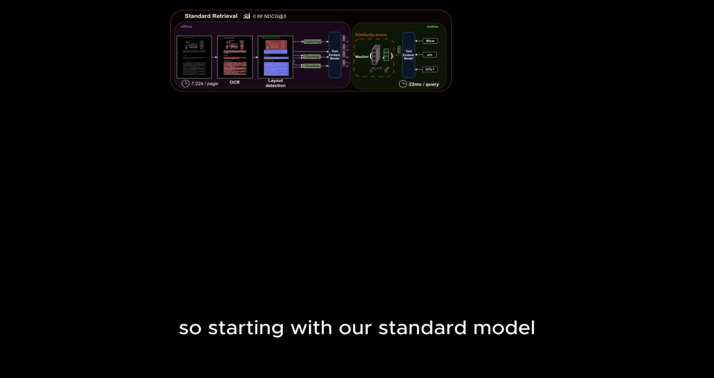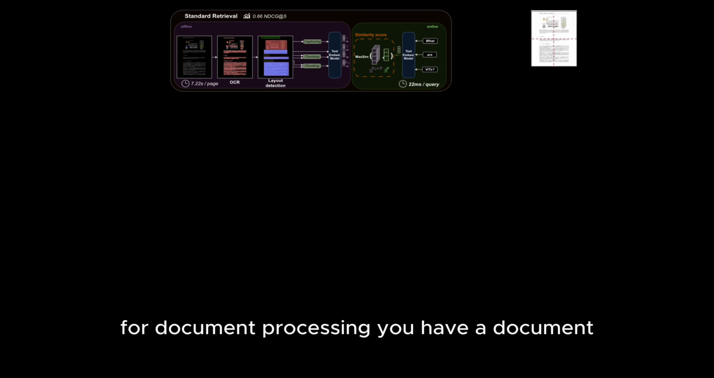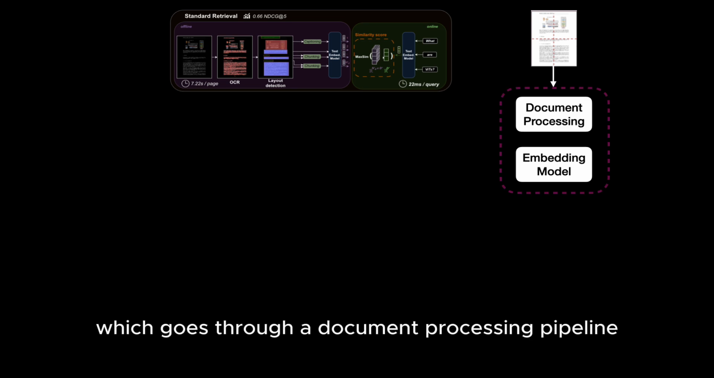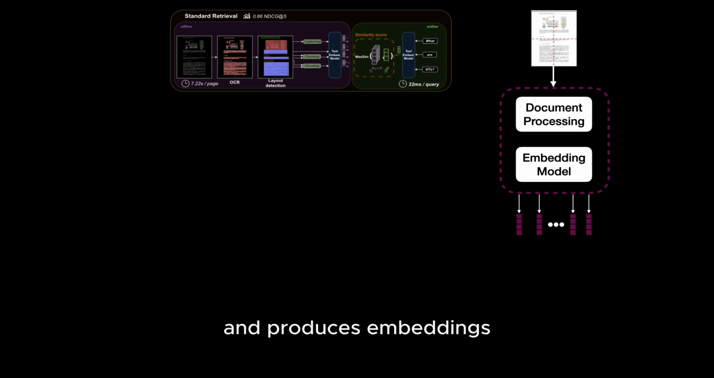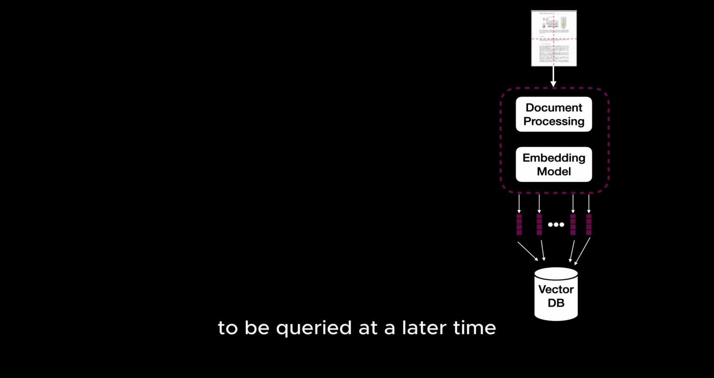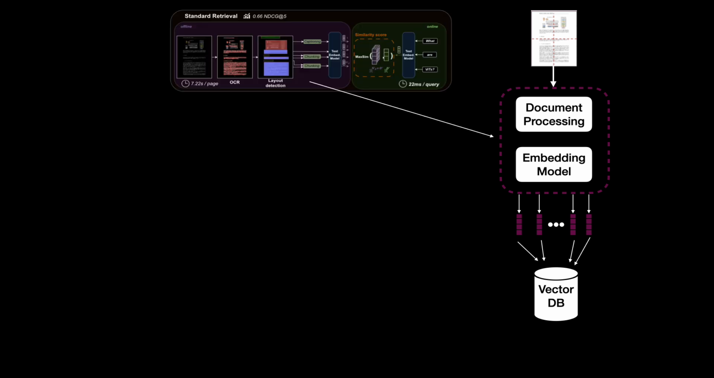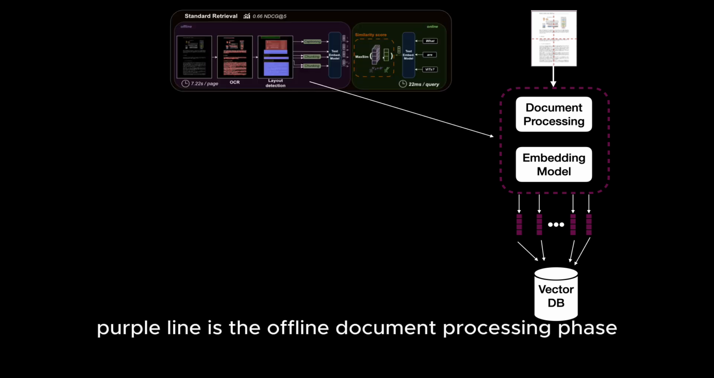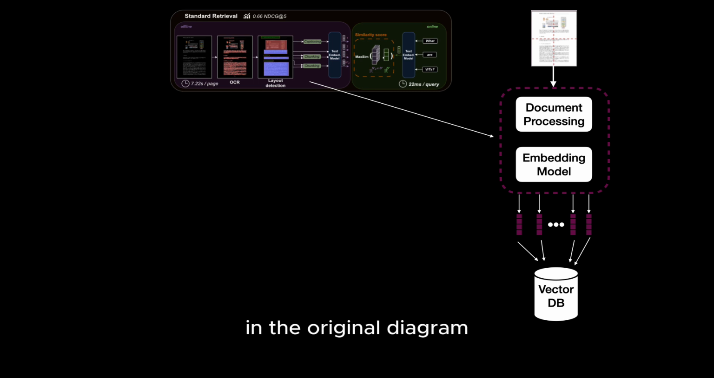So, starting with our standard model for document processing. You have a document, which goes through a document processing pipeline and produces embeddings. These embeddings are then stored in a vector database to be queried at a later time. The dotted purple line is the offline document processing phase in the original diagram. Once we've stuffed our vector database with all of our document embeddings, we can now do online retrieval. Online as in serving document embeddings for each user request.